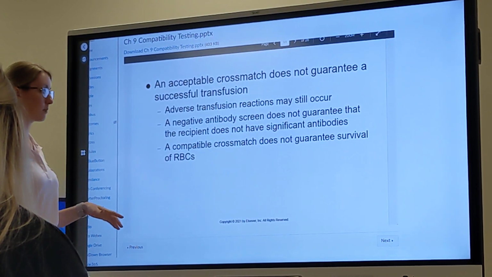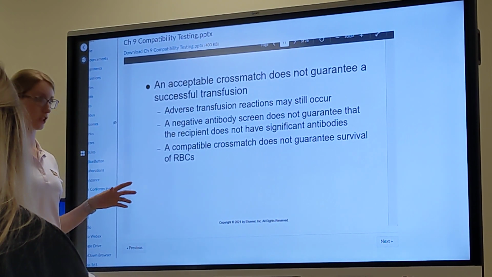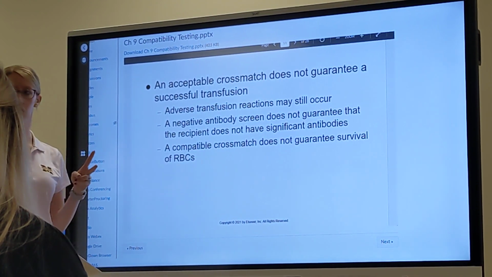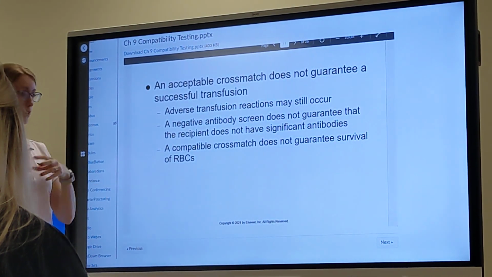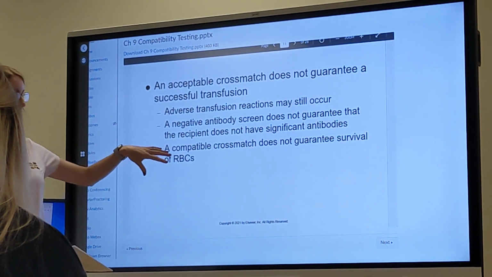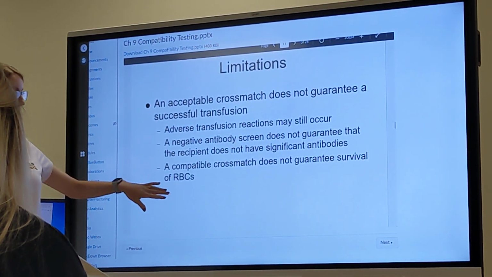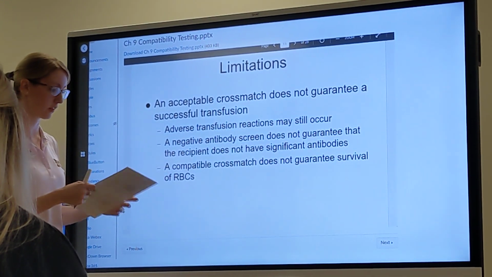And a compatible cross match doesn't guarantee the survival of the red blood cells. So even if they're not having a reaction, like they're not sick, if their red cells from the transfusion don't live as long as they're supposed to, then that's still a negative impact of the cross match. Like that's still technically a transfusion reaction.